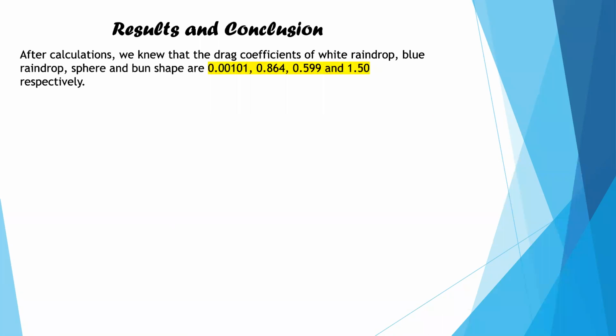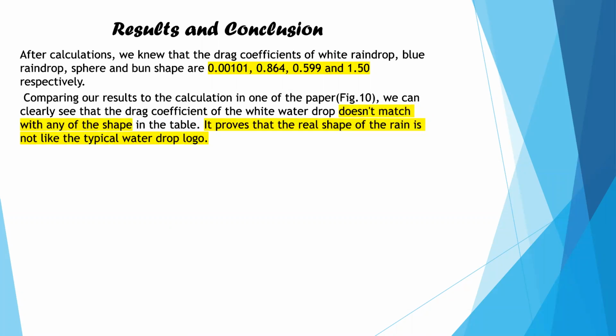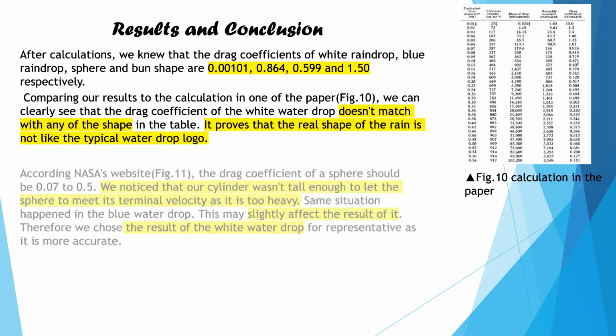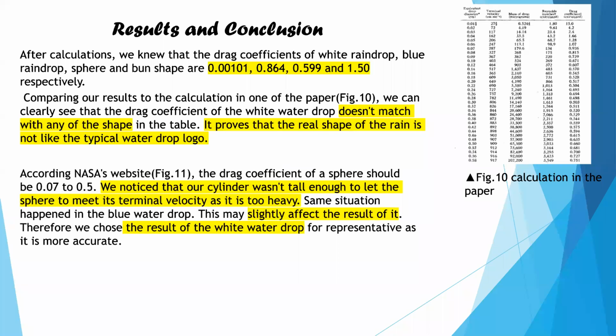After calculation, we noticed the drag coefficients of the white raindrop, the blue raindrop, the sphere, and the bun shape. Comparing our results to the calculation in one of the papers, we can clearly see the drag coefficient of the white water drop doesn't match with any shape in the table. It's proof that the real shape of the rain is not like the typical water drop logo.